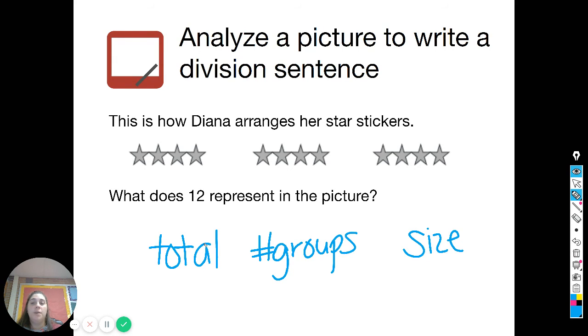Is 12 the total number of stars? Is 12 the number of groups that the stars are broken into? Or is 12 the size of each group, or how many stars are in each group? The total. 12 is the total. If you count, there's 1, 2, 3, 4, 5, 6, 7, 8, 9, 10, 11, 12 stars all together. So 12 represents the total.